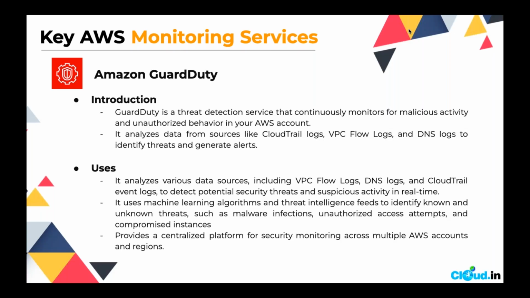So AWS GuardDuty is a threat detection service to protect your AWS environment by continuously monitoring for malicious activity and unauthorized behavior. So it will analyze the data from CloudTrail, VPC flow logs, and DNS logs to identify potential threats, such as unusual API calls or unauthorized access attempts and communication with known malicious IP addresses.